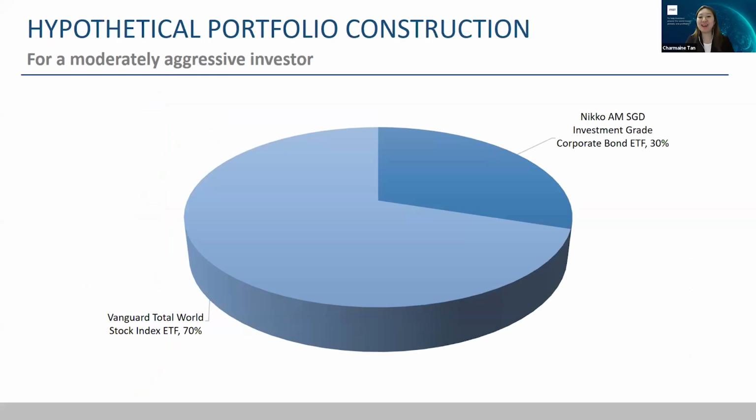Okay, I think it's better if I illustrate how you can make one with an example. So here I have a hypothetical portfolio of a moderately aggressive investor. For a moderately aggressive investor, their asset allocation could be 70% in equity and 30% in bonds. The next step is product selection. Over here, I'm assuming that this investor wishes to invest globally. For example, I've chosen the Vanguard Total World Stock Index ETF for some global equity exposure, and the Nikko AM SGD Investment Grade Corporate Bond ETF for exposure to bonds.